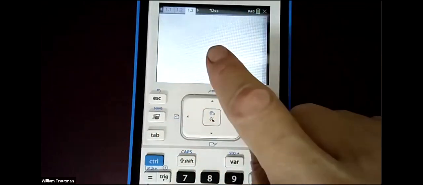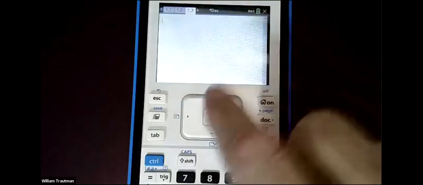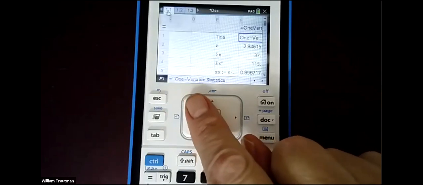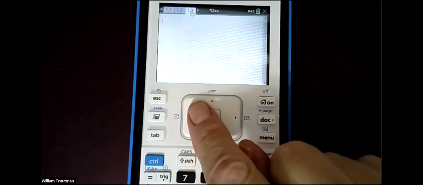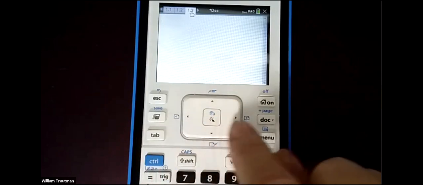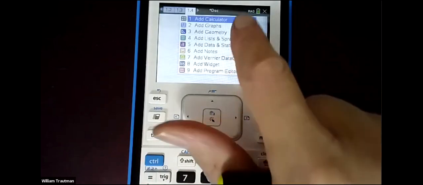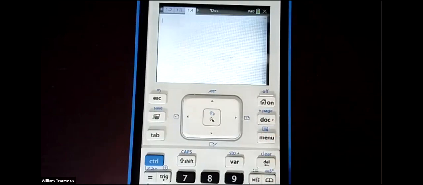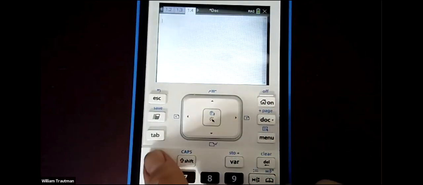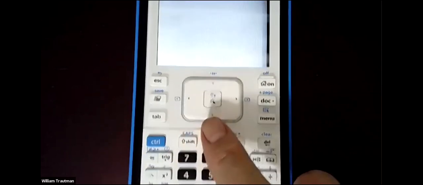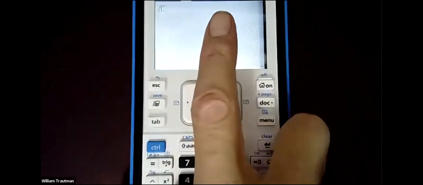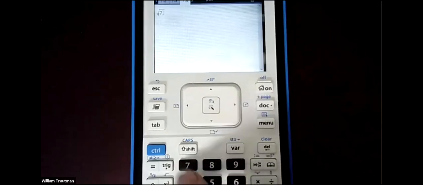Control Enter number 1. And all my other data was still over here. See, my other data is still there. But I hit Control Enter, Control page number 1, add a calculator. And then I hit square root, the square root symbol is right above the X square, Control X square. And then I type in 7.72.